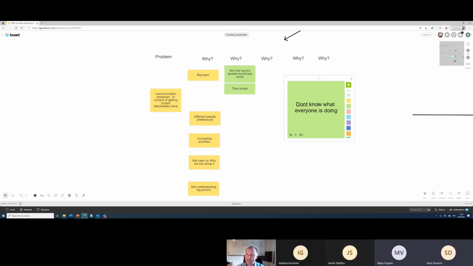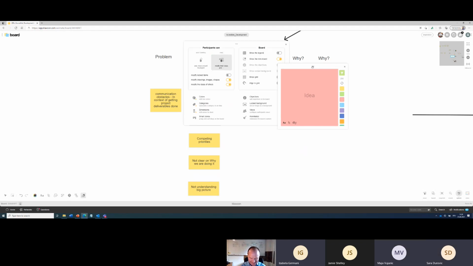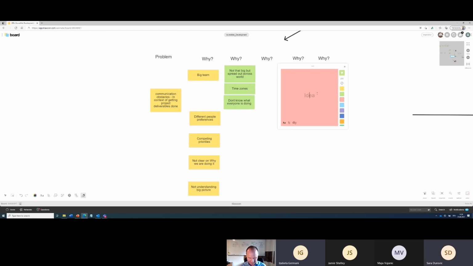Let's follow this one down for the moment. So why are we spread out across the world? Because of COVID. I'm joking, but I mean, it's easier to have projects with people in many parts of the world right now than it used to be, I think. Everybody's more used to doing that. I think it's cost related, honestly. Yeah, definitely cost related.